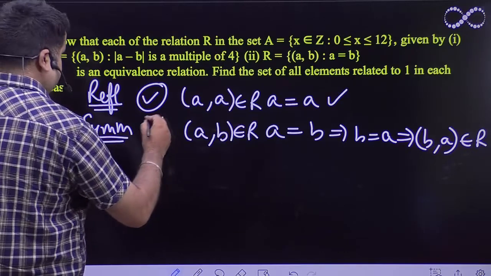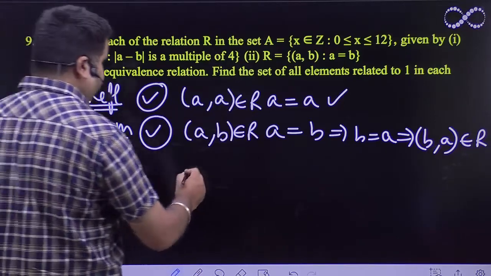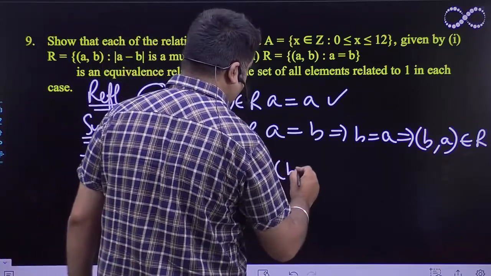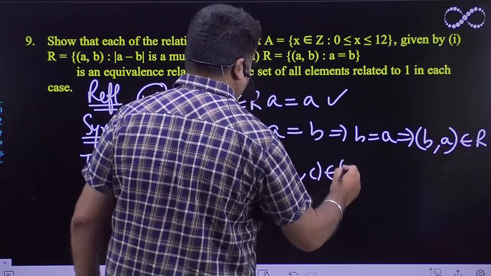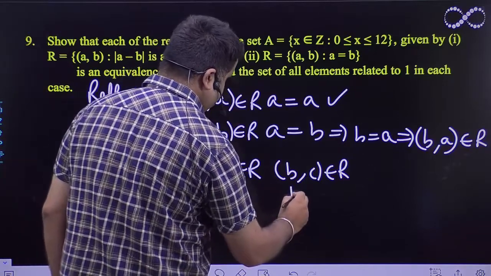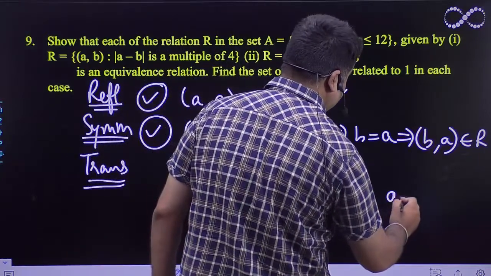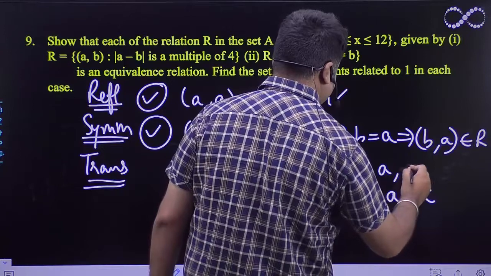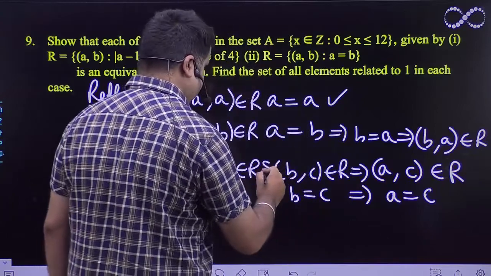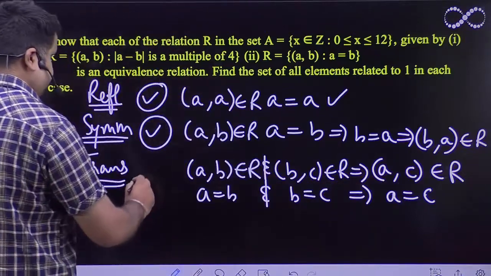Now let's check for transitive property. For transitive property, we have A comma B belongs to R, B comma C belongs to R. So if A is equal to B, B is equal to C, then we have A is equal to C, which means A comma C also belongs to R. So if AB belongs to R, BC belongs to R, AC will also belong to R.